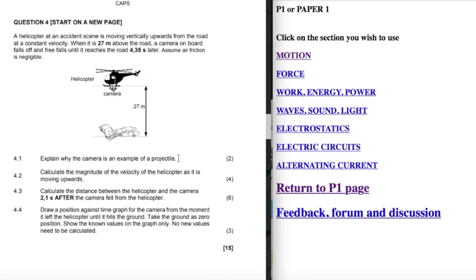Explain why the camera is an example of a projectile: because it's only got one force, gravity, weight, acting upon it. Calculate the magnitude of the velocity of the helicopter as it is moving upwards.